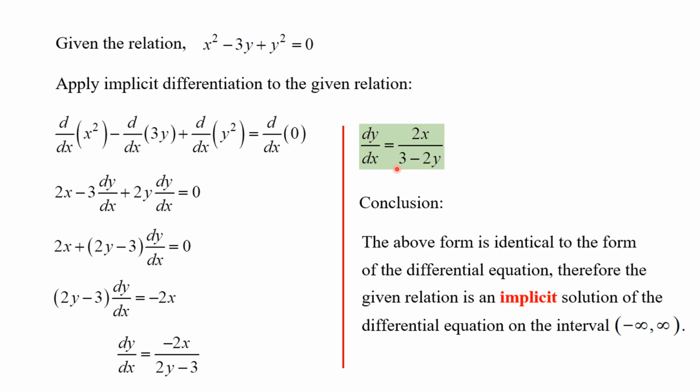So let us make our conclusion. We say that the above form, which is this one here, is identical, exactly the same, to the form of the given differential equation, and therefore the given relation is an implicit solution of the differential equation on the interval minus infinity to infinity. Okay, so this is an example of how we apply implicit differentiation to verify that a given relation is an implicit solution of a given differential equation.